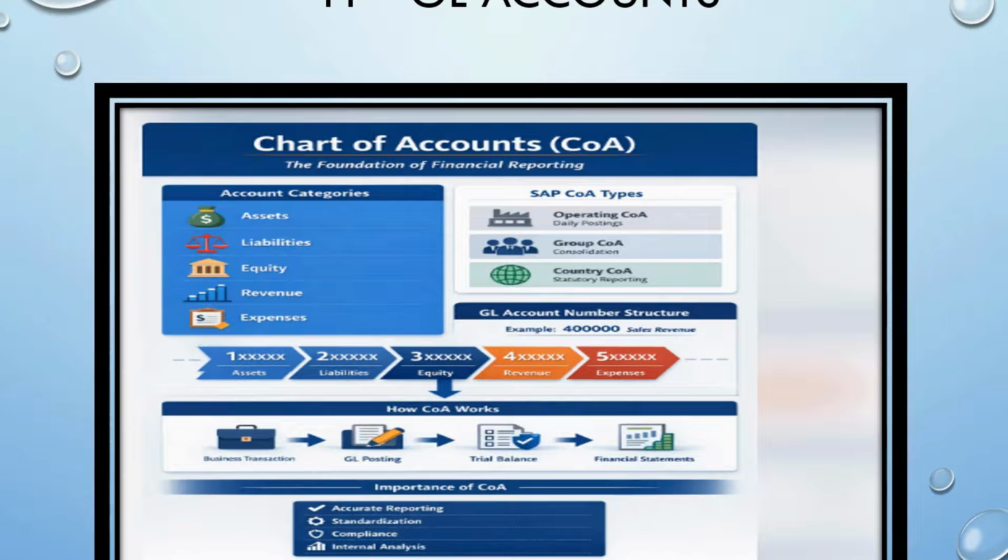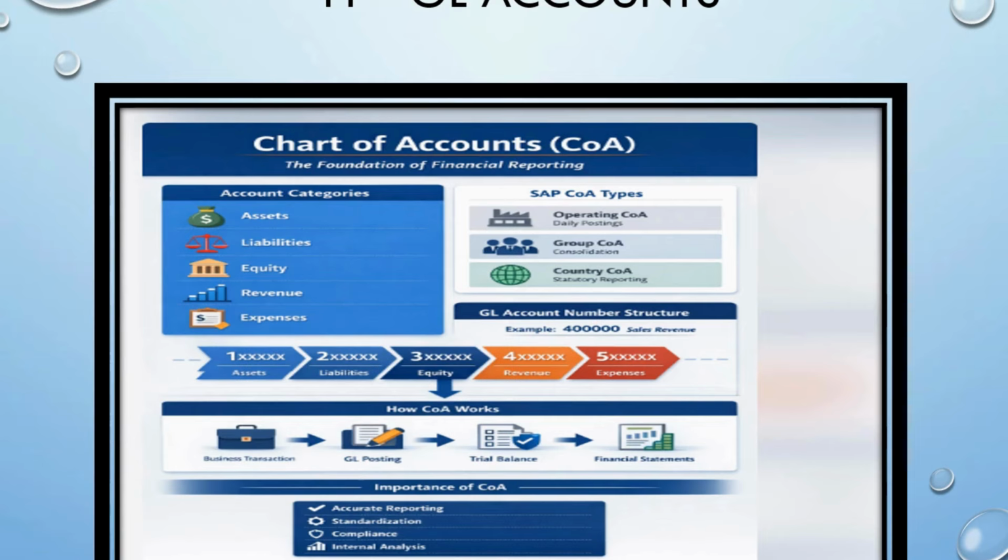Okay, and then as I mentioned, how the chart of accounts works: business transaction, GL posting, trial balance, financial statements. What we have learned in the previous sessions: business transactions, classifying, verifying, and then close. This is where the fundamentals of accounting will help in every aspect of SAP. Now, identifying the business transaction, GL posting, trial balance, financial statements. The importance of the chart of accounts is accuracy of reporting, standardization, compliance, and internal analysis.